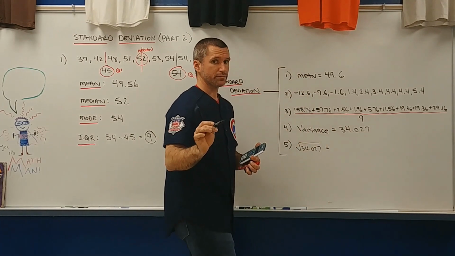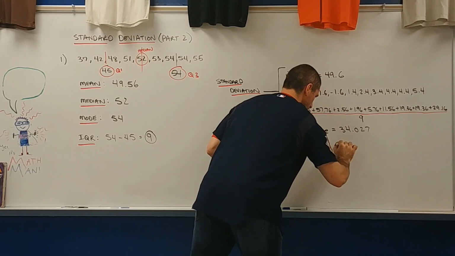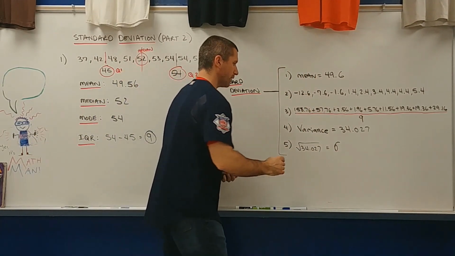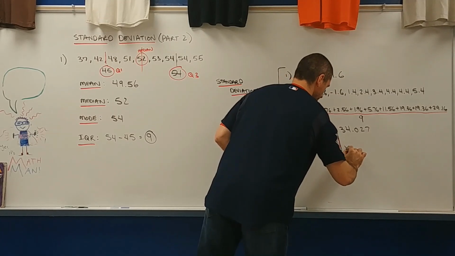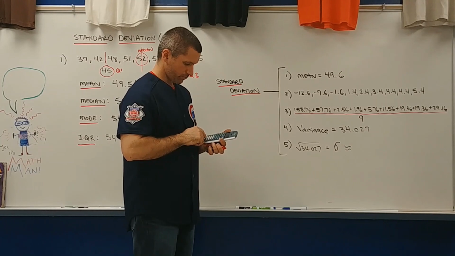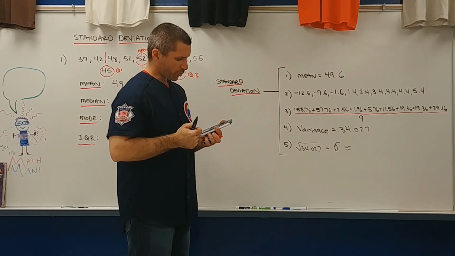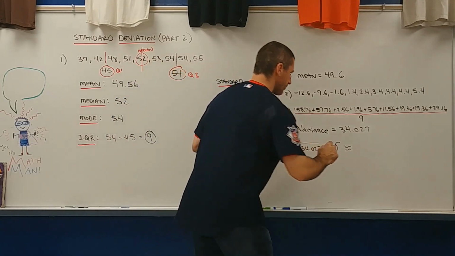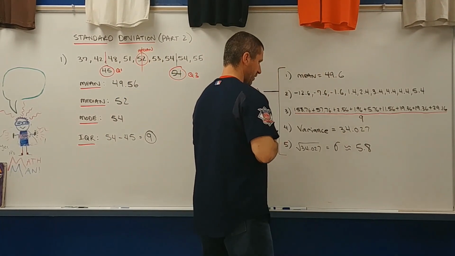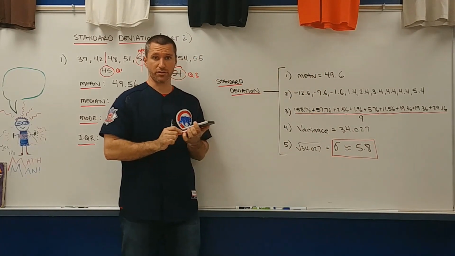You guys remember the Greek letter? Sigma? I have a hard time drawing it, so I usually draw a little oval first and then make it look like an R. Okay, so that's going to be approximately 5.8. Let's go with that. Okay. We have our standard deviation number.